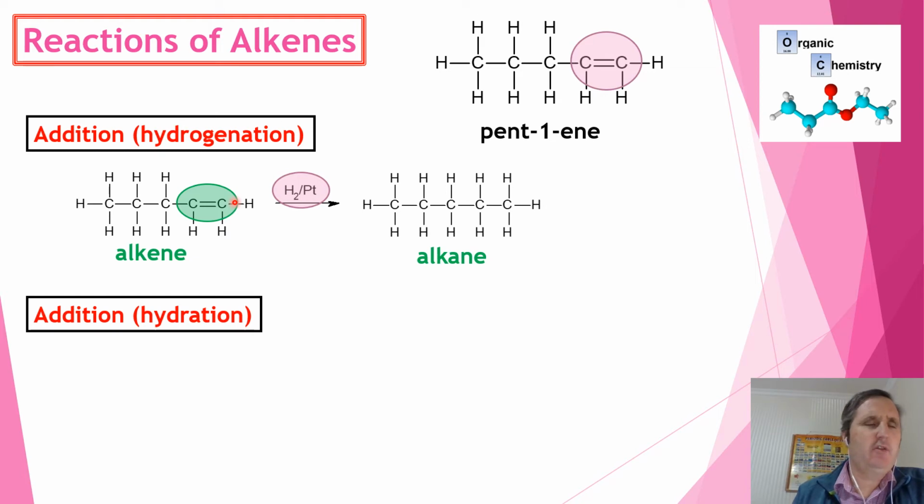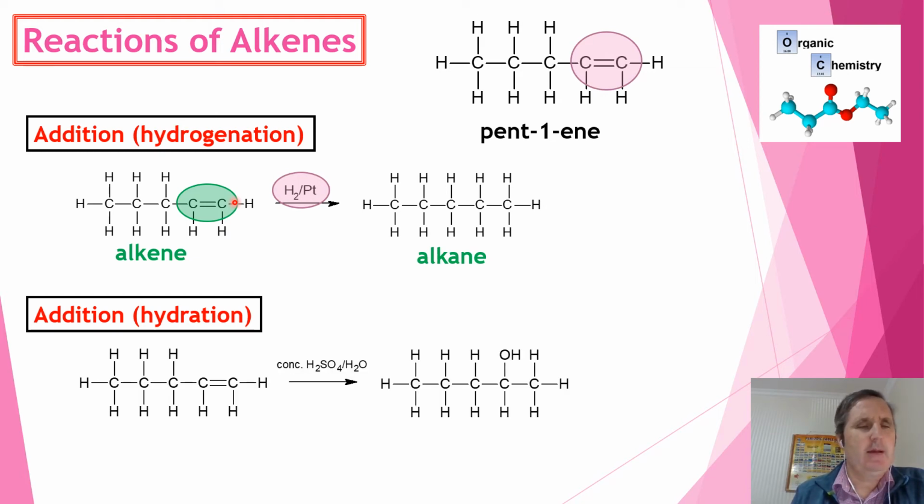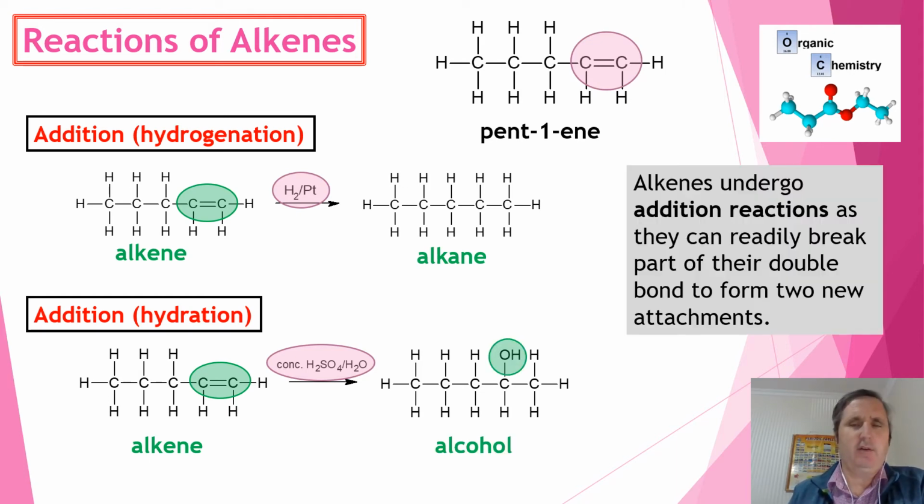We can do hydration, which is another addition reaction. Again, we are going to attach it there. So we've got water in the presence of acid, and what actually happens is the OH from one side of the water attaches to one carbon and a hydrogen to the other. Now this is the major product here and it's following Markovnikov's rule. We'll look at Markovnikov's rule again in the next couple of slides. So what we're doing here is we're turning an alkene, using water in an acid solution, into an alcohol.